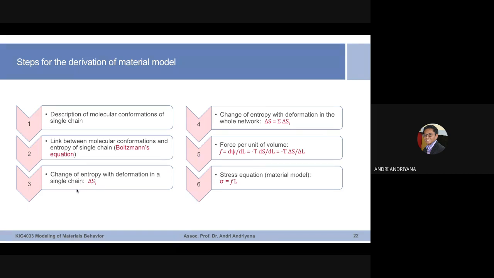How to do that? We can make use of the Boltzmann equations. The Boltzmann equations relate between molecular shape, the shape of the polymeric chains, and entropy of single chains. In order for us to use Boltzmann equations, you need first to describe the shape of the single chains, in which shape we can find the polymeric chain.